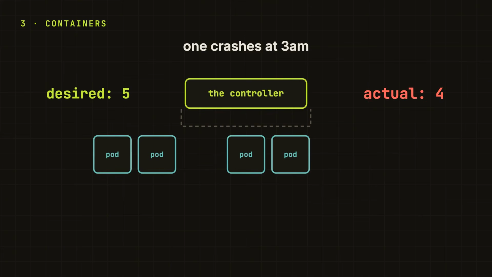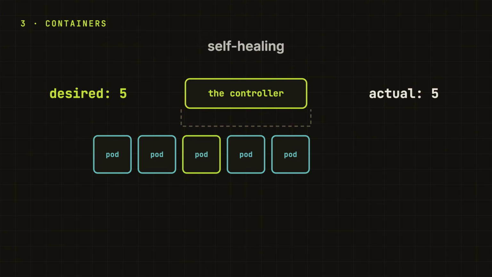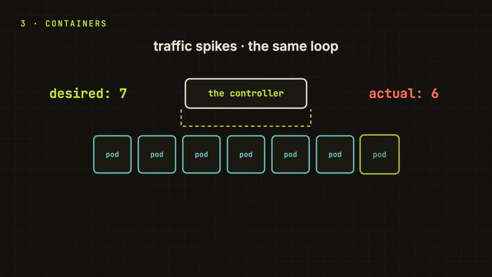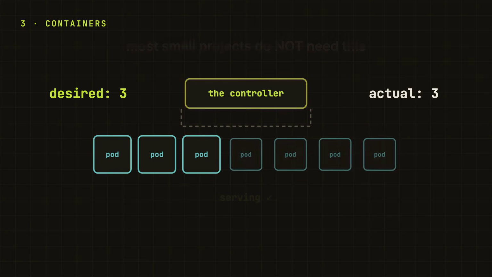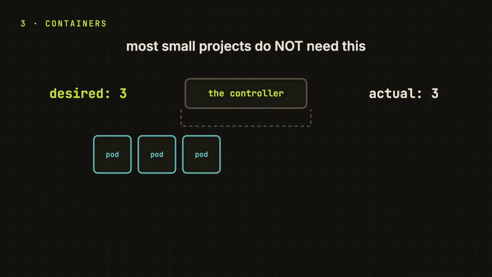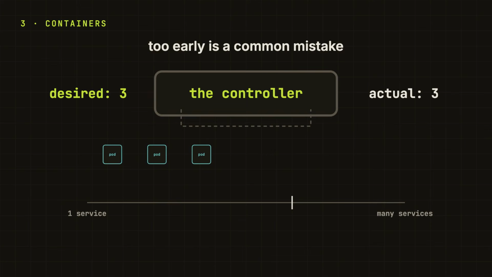So, if one of your 5 containers crashes in the middle of the night, Kubernetes notices and starts a new one immediately. This is called self-healing. If traffic spikes, it can start more copies, auto-scaling, and it can roll out new versions gradually. And one more honest note, most small projects do not need Kubernetes. It is powerful but complex, and it is only worth it once you truly have many services at scale. Reaching for it far too early is a very common mistake.